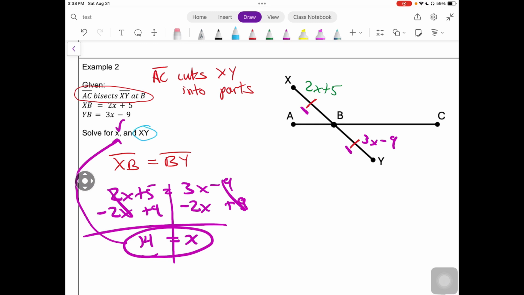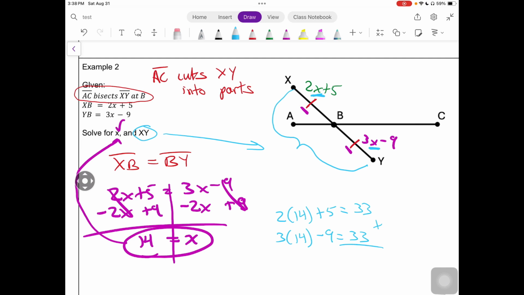Again, in order to find the length of this entire thing, we're going to have to plug in that 14 to the 2x plus 5 and the 3x minus 9. So again, 2 times 14 plus 5 and 3 times 14 minus 9. They both come out to 33. And if we want the entire thing, add these together, our XY is going to be 66.